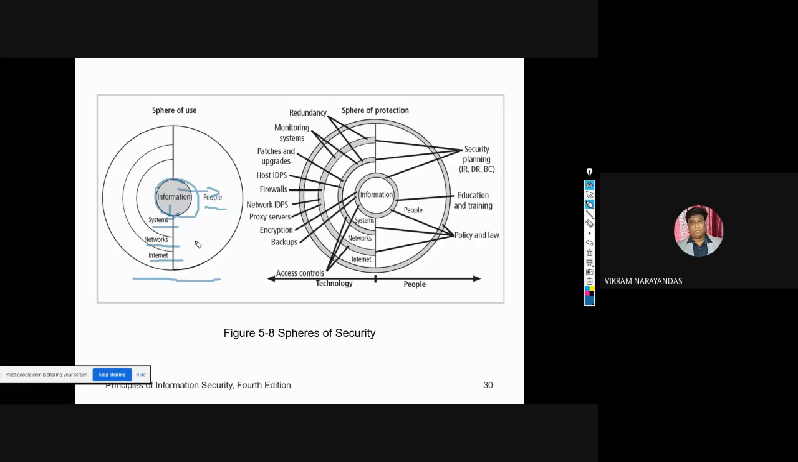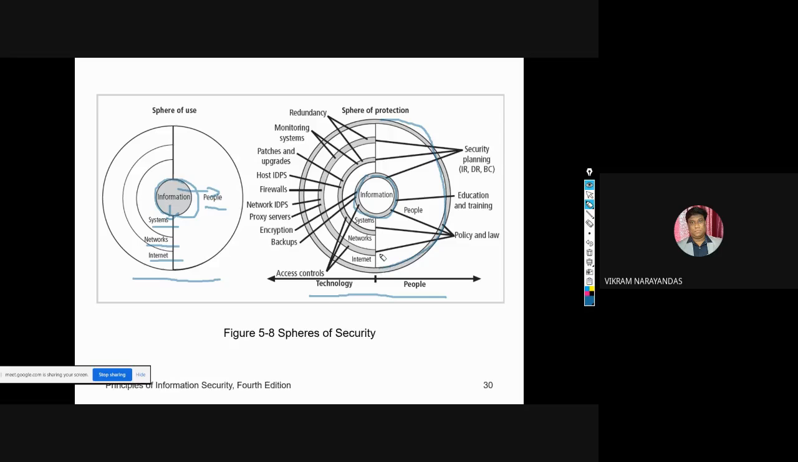The sphere of protection, in the right diagram you can see, says that between each layer of the sphere of use there must exist a layer of protection to prevent access from the outer layer to the inner layer. Between each layer or sphere of use, there must exist a layer of protection. For each layer, we are providing a layer of protection for information, for people.